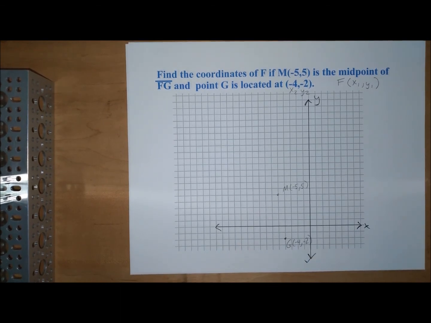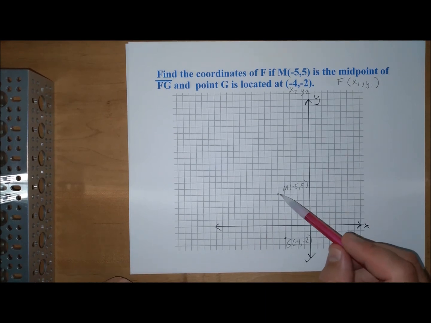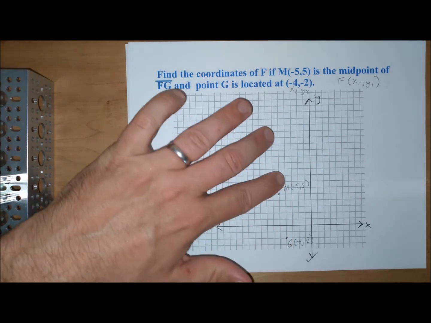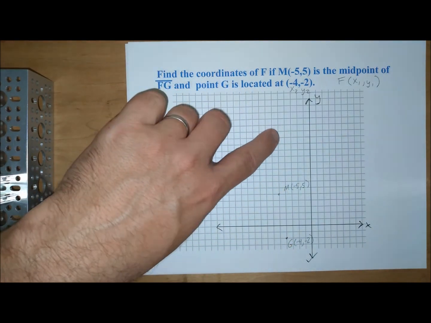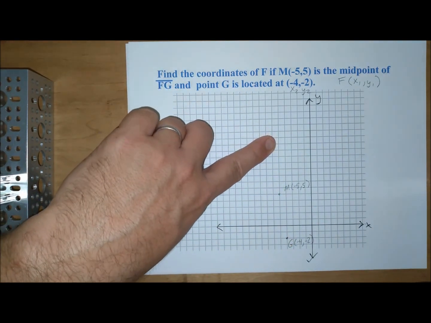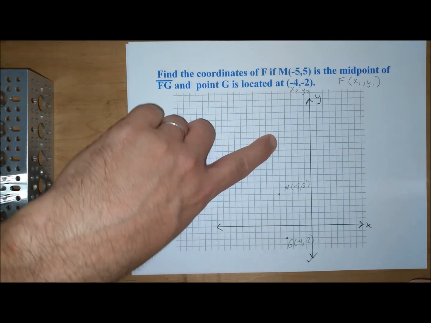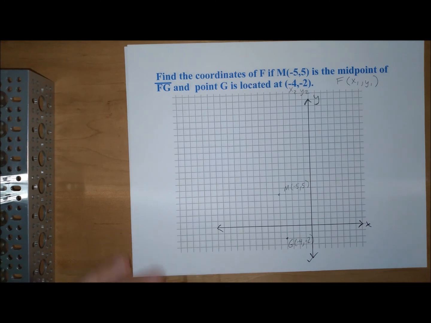Okay, where do you expect point F to be? If that's the midpoint, and this is one endpoint, I expect point F to be somewhere up here. And if I don't get an answer that's in this vicinity, I'm going to be highly suspicious, and I'm going to go back and check my work, right? So how are we going to solve this?